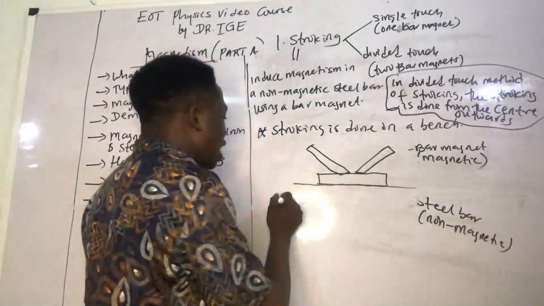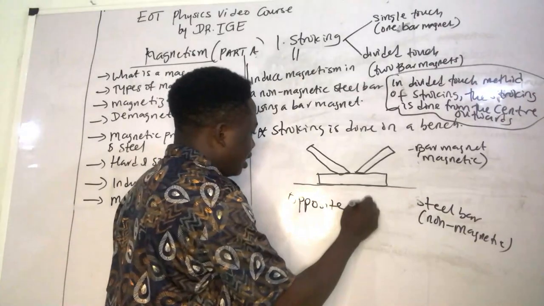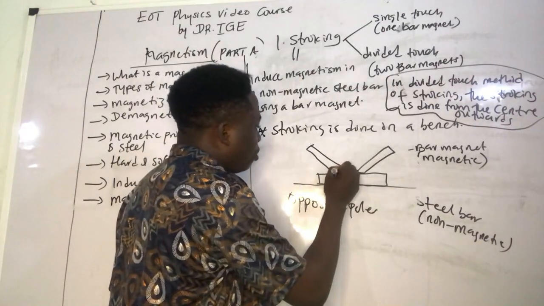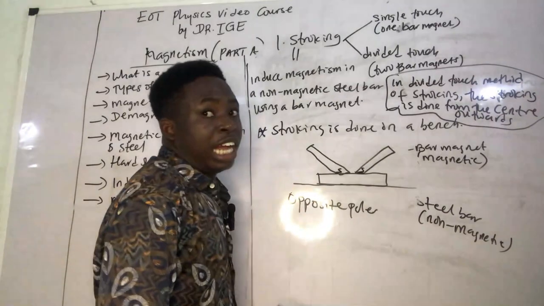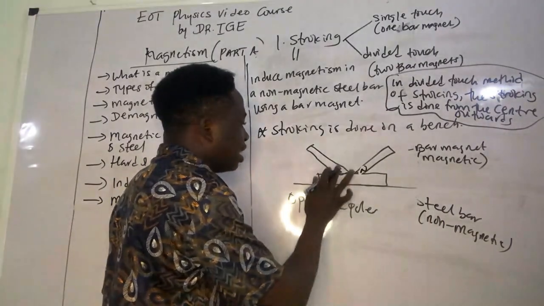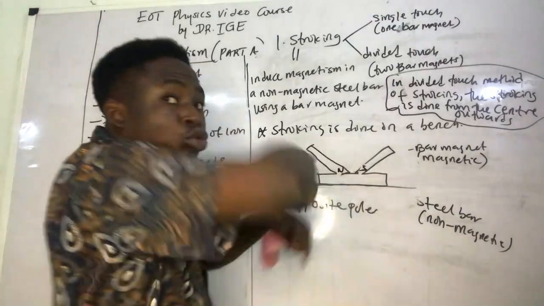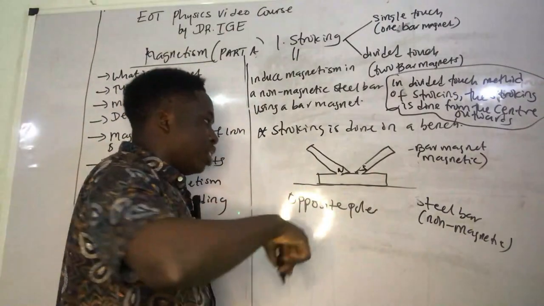Both bars have opposite poles at this middle point. So if here is north, here will be south. I don't know if you understand. Opposite poles means if one is north, the other will be south. Do you understand? And then you stroke outwardly. There's a reason for it, okay?